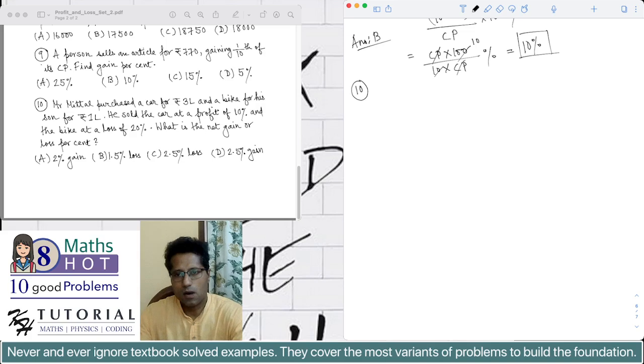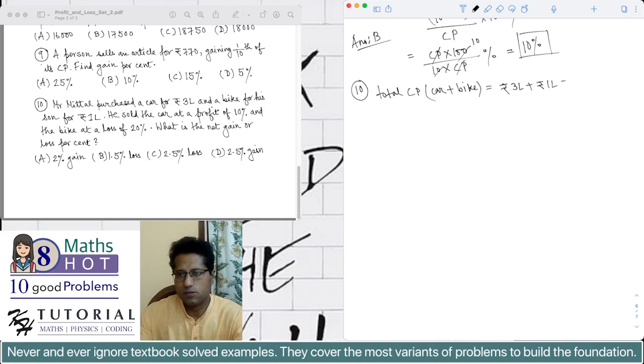So total CP, that is car plus bike, is equal to rupees 3 lakh plus rupees 1 lakh, which is equal to rupees 4 lakh.